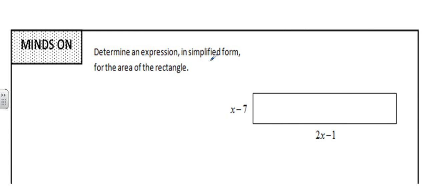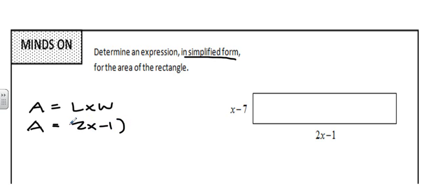So it says determine an expression in simplified form for the area of the rectangle. Well, we know the equation for the area of any rectangle is length times width. And we can see in this particular rectangle, the shorter side is x minus 7, that's the width, and the longer side is 2x minus 1, that's the length. So we're going to have area equals 2x minus 1 times x minus 7.